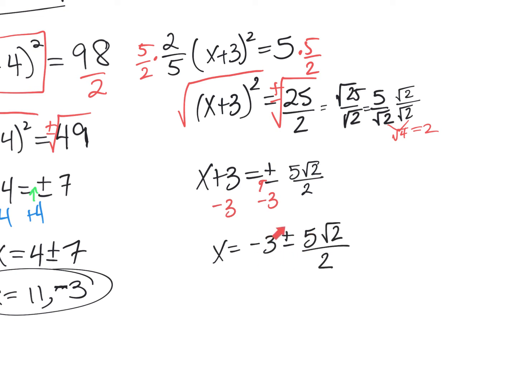Okay, and I see a common mistake. People want to combine this 3 and the 5, but it cannot be combined separately. This 5 is attached to that square root 2. It's not the same as saying that this would be 2 square root 2 over 2. It doesn't work like that. So this is the best I can do for writing a simplified answer.